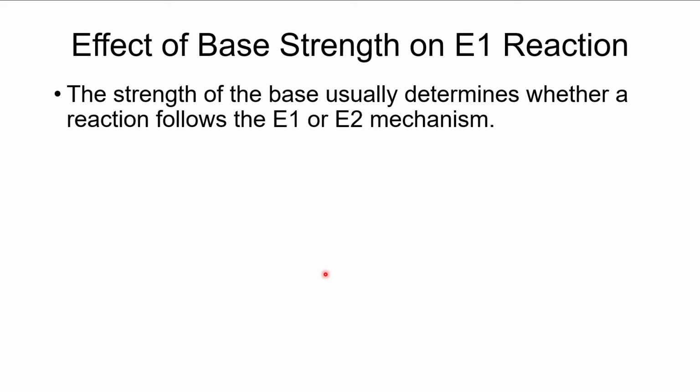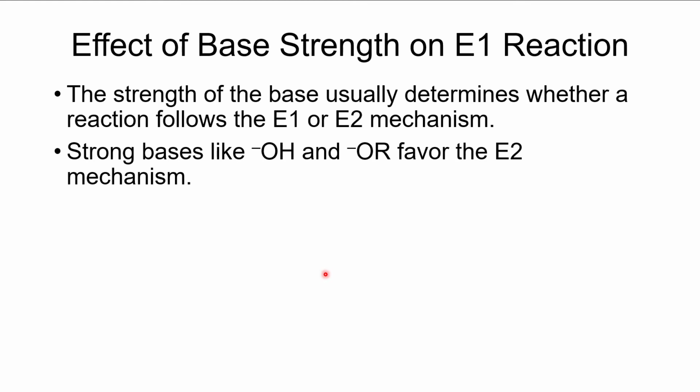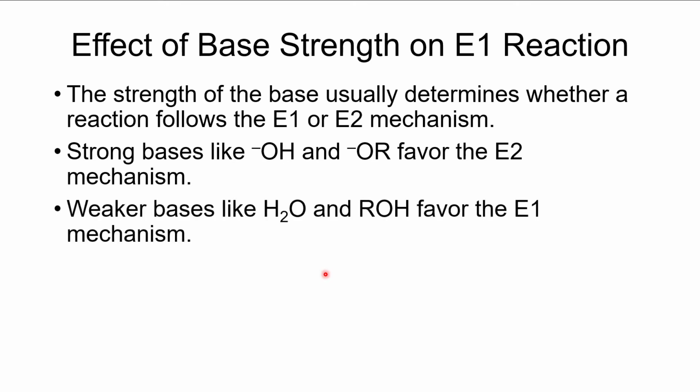Since both the E1 and the E2 reaction are favored with more substituted alkyl halides, then we need to look at how strong the base is, and the stronger the base, the more likely it is to favor an E2 mechanism. The weaker the base, the more likely it is to favor an E1 mechanism. So strong bases like hydroxide or alkoxide are going to favor E2 mechanisms, and weaker ones that are neutrally charged, have no charge, like water and alcohol, will favor the E1 mechanism.